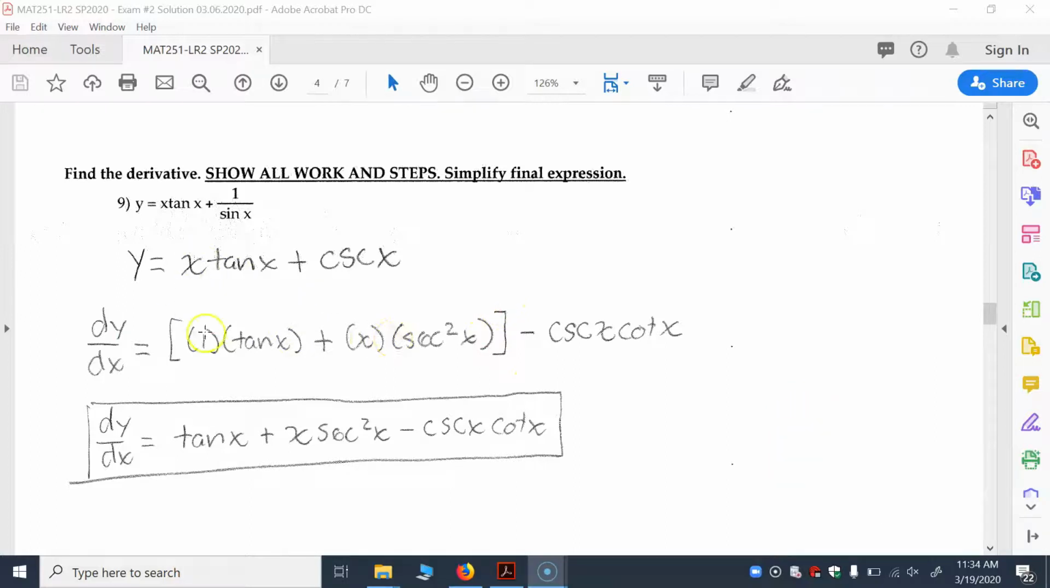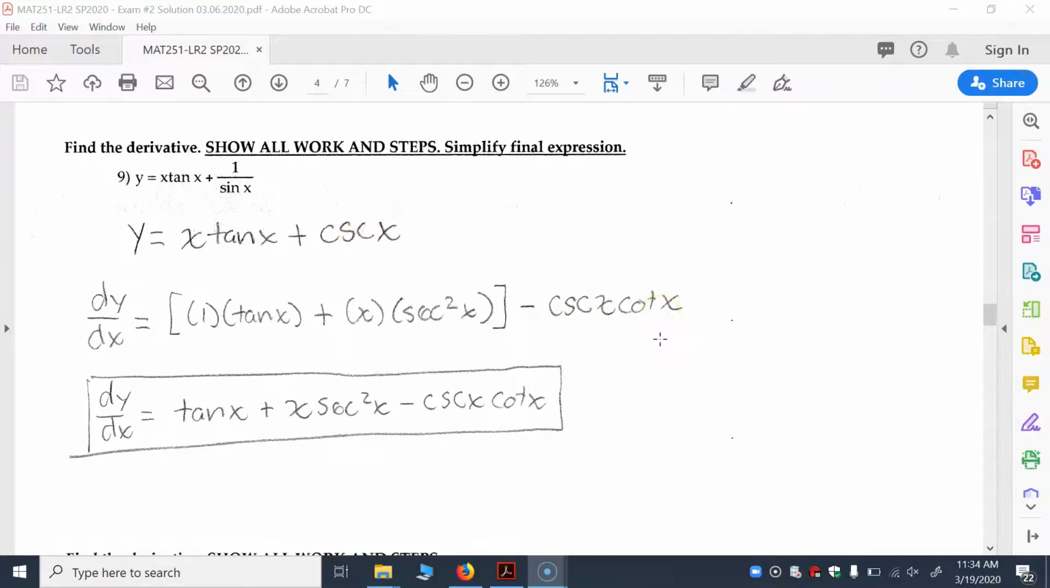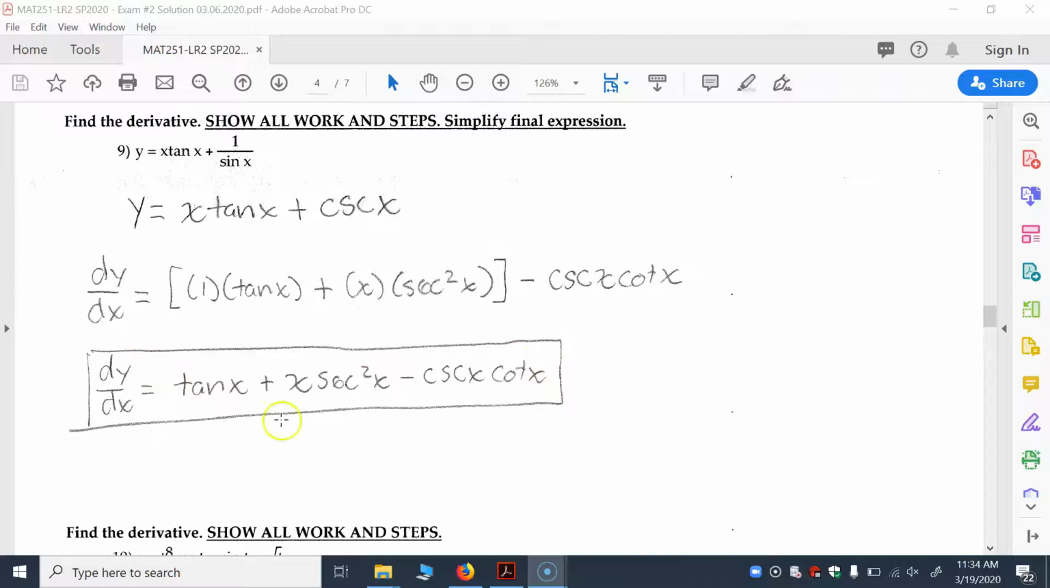All right, so derivative of x is 1 times tangent of x, and then we have x times the derivative of tangent of x, which is secant squared x. And then derivative of cosecant is minus cosecant cotangent. All right. And this is really just your final expression. No common factors to be pulled out.